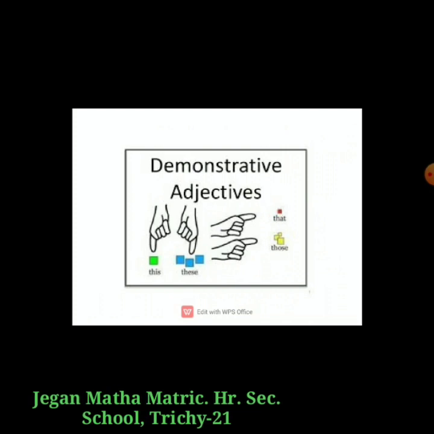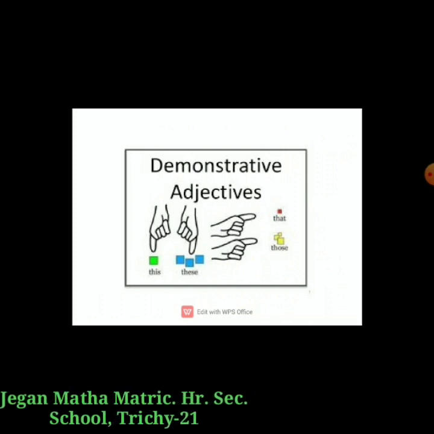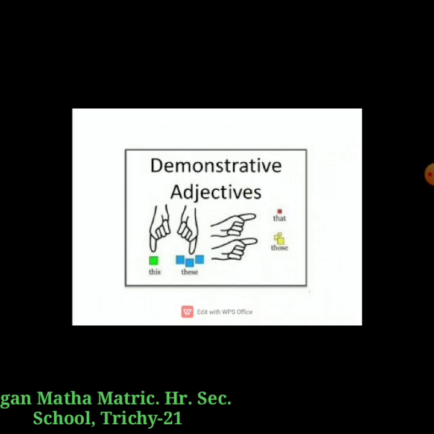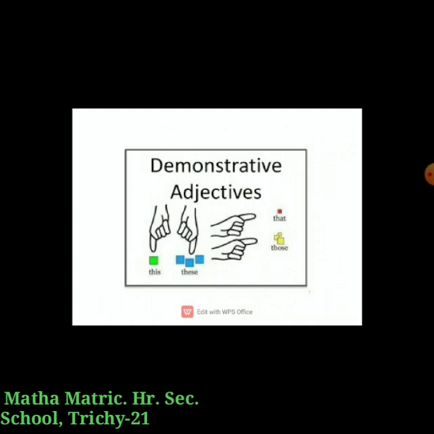That is for distance. This is near to us. That and those are at some distance from us. That is my pen. Those pens are mine. Okay, clear? So this is the demonstrative adjective, which points out the subject, a noun.